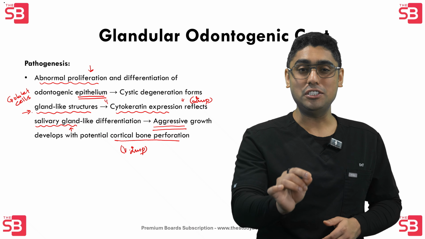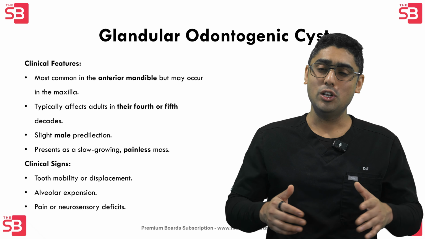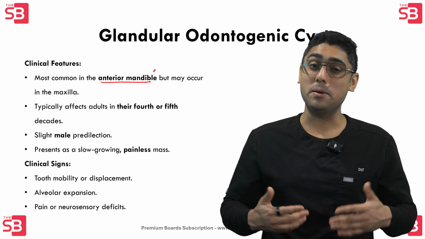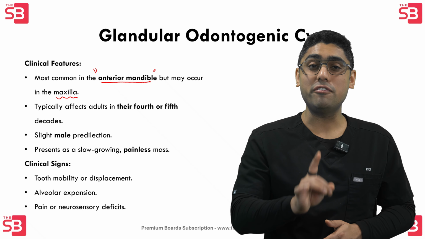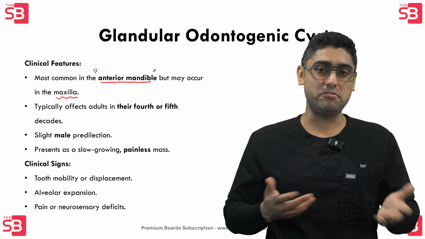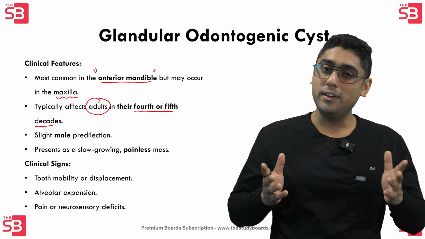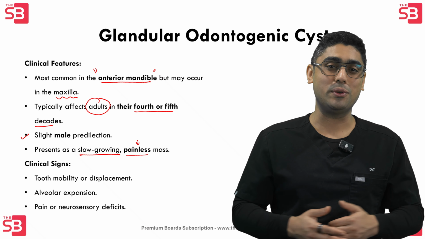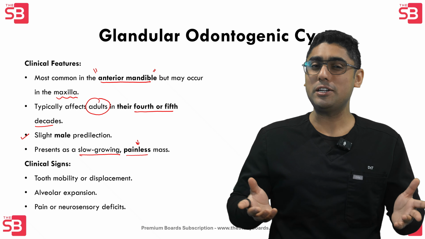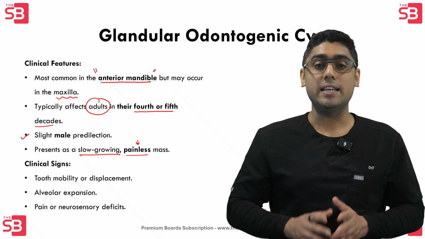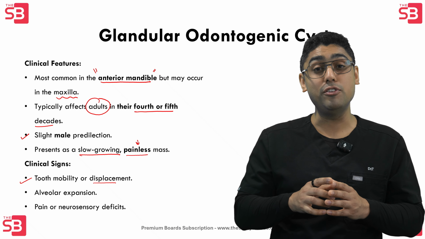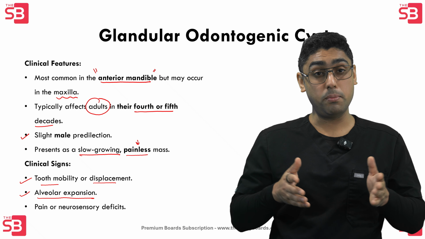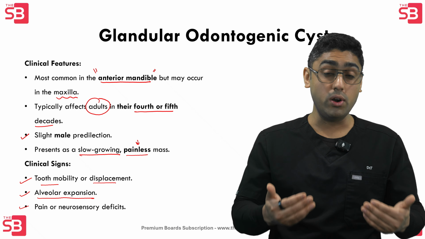Let's look into the clinical features of a glandular odontogenic cyst. Location-wise, it's most commonly found in the anterior mandible, although occasionally it can appear in the maxilla as well. Now it tends to affect adults in their 40s or 50s with slight male predilection. Now clinically, it's a slow-growing, painless swelling, which means it's often discovered by chance on a routine radiograph. And as it enlarges, you might notice tooth mobility or even displacement, and sometimes visible expansion of the alveolar bone can also be noticed. And if the cyst continues to grow and presses on the nearby nerves, the patient may even report pain or altered sensation.